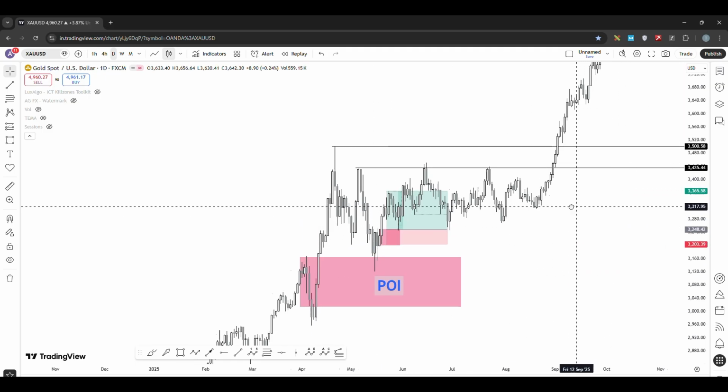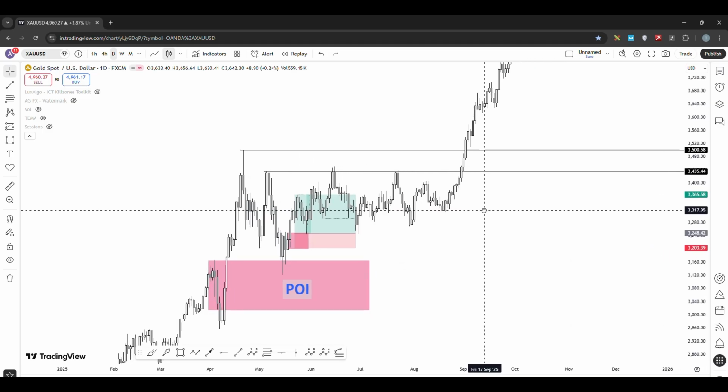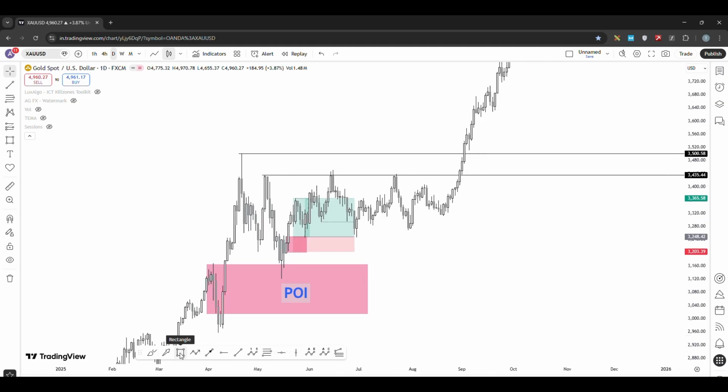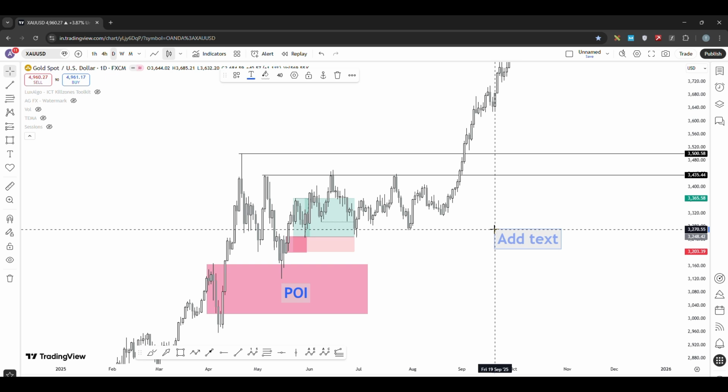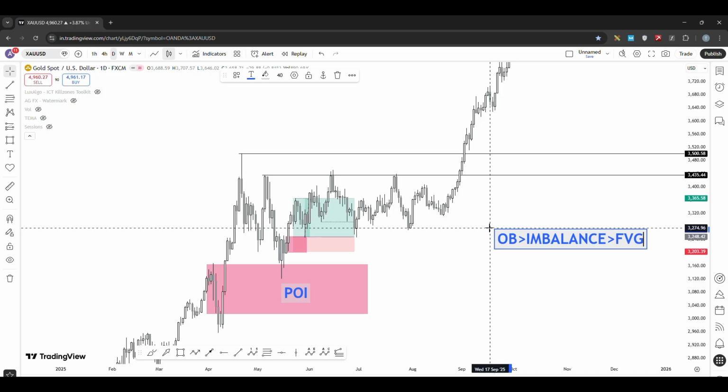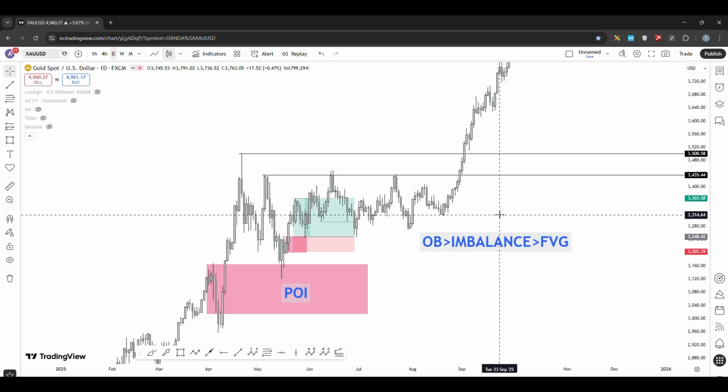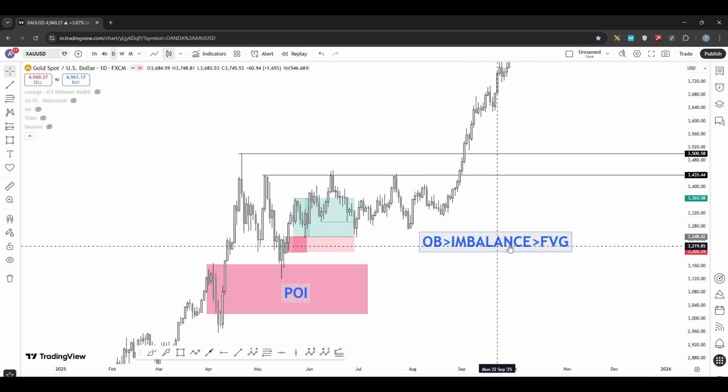Okay, and one more thing I want to tell you is that I have told you about order blocks, about fair value gaps, about imbalance, and I want to give you, you can say, a hierarchy. So order blocks are more powerful, then comes imbalance, and then comes fair value gaps. Okay, so this is also something that you can keep in mind, but these are all POIs and you will be focusing in all of them.